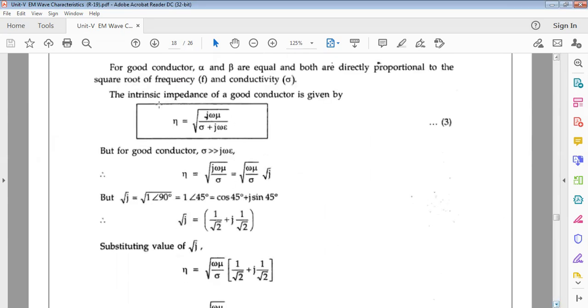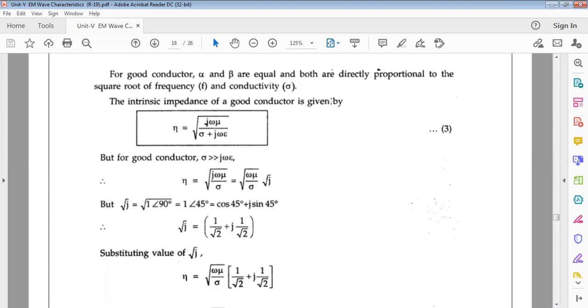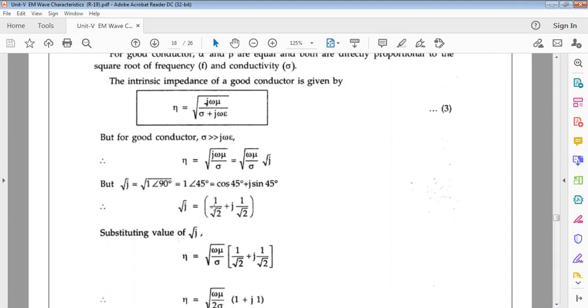Similarly, for the intrinsic impedance of a good conductor, alpha and beta are equal, and both are directly proportional to the square root of the frequency and conductivity. The intrinsic impedance of a good conductor is given by eta equal to the square root of j omega mu by sigma plus j omega epsilon. I already told you, one angle of 90 degrees becomes one angle of 45 degrees.